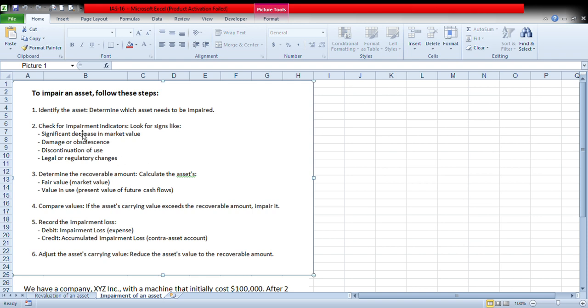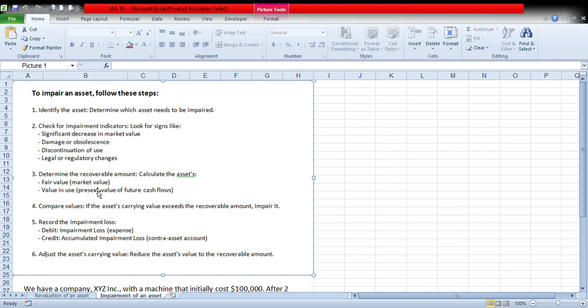Let's see. To impair an asset, follow these steps. Number one, identify the asset, determine which asset needs to be impaired. The second step is check for impairment indicators. These are the impairment indicators: significant decrease in market value, damage or obsolescence, which I already discussed with the case of the motorbike, discontinuation of use, legal or regulatory changes, right? These are the impairment indicators.